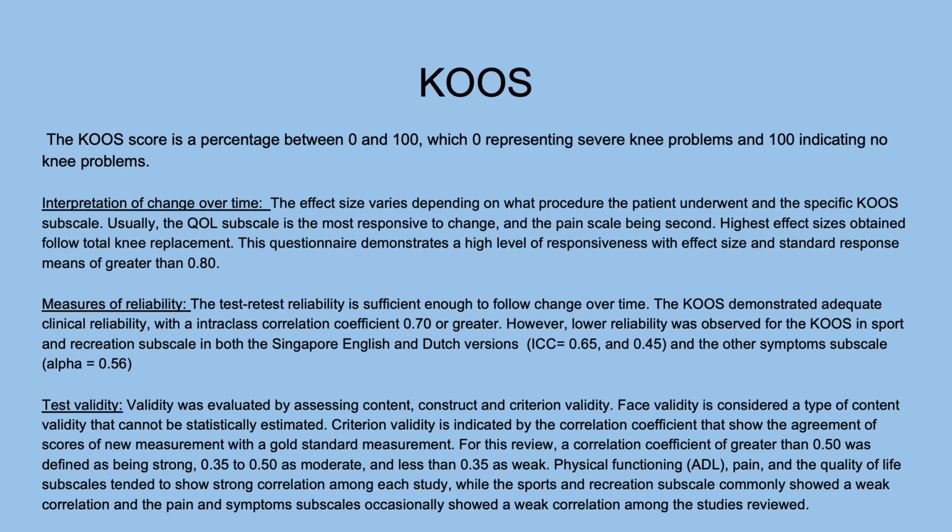Physical functioning, pain, and the quality of life subscales tended to show strong correlation among each study, while the sports and recreation subscale commonly showed a weak correlation, and the pain and the symptom subscales occasionally showed a weak correlation among the studies reviewed.